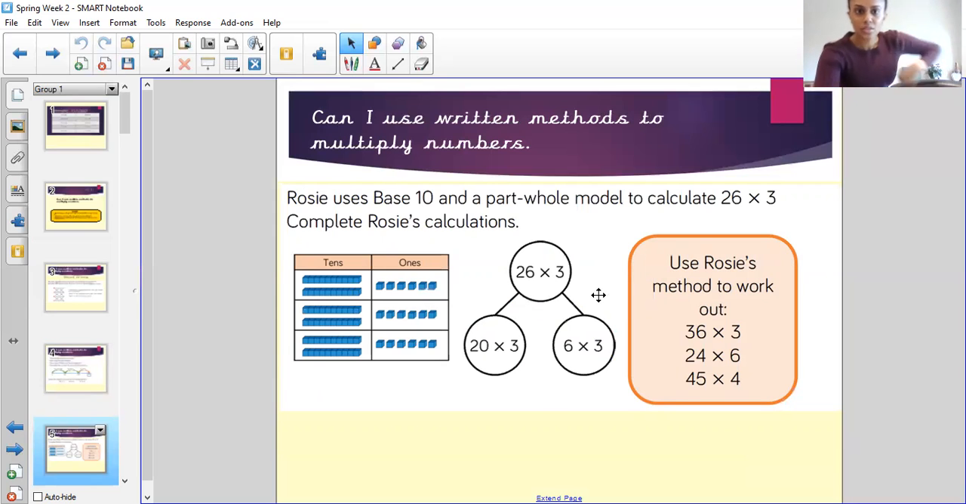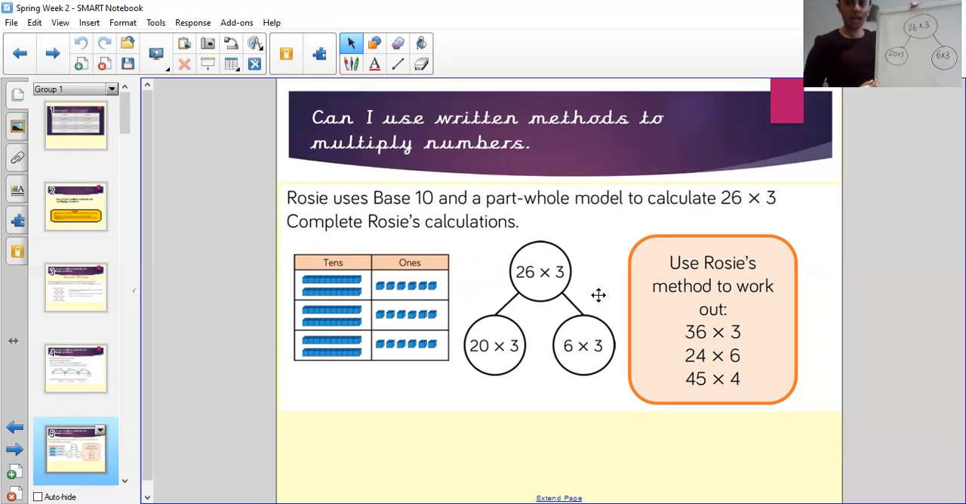Okay, so it says on here, Rosie uses base 10 and part whole models to calculate 26 times 3. Complete Rosie's calculation. What you can see here that Rosie has done is she's moved everything across. So let's have a go at Rosie's method using the board. We've got 26 times 3, that's what we're timesing. And then we do 20 times 3 and 6 times 3. So how will we work this out?